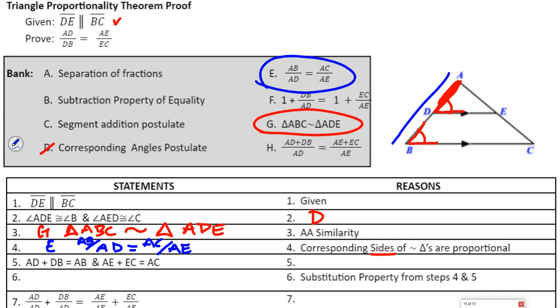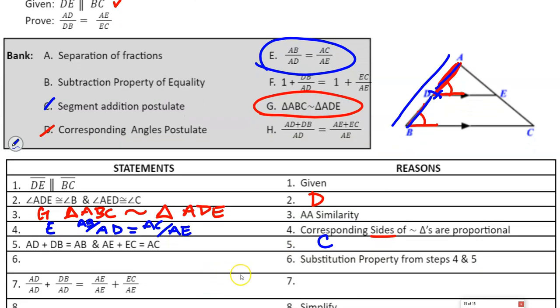Then the next statement we're looking for a reason for. Okay, so the next statement says AD plus DB. Oh, that's the segment addition postulate, isn't it, y'all? It is. Okay, so we're going to mark out that one. Because a part plus a part equals the whole, right?